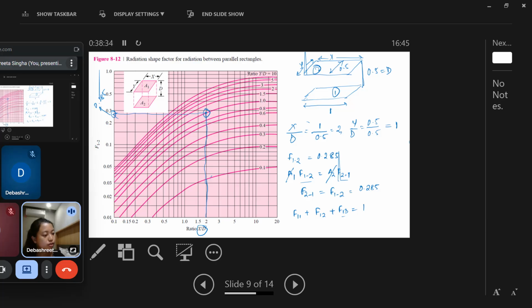Then from here, F11 cannot see itself since it is a plane surface, so it is 0. Then F13 can be written as 1 minus F12, that is equal to 1 minus 0.85. So this is equal to 0.715.